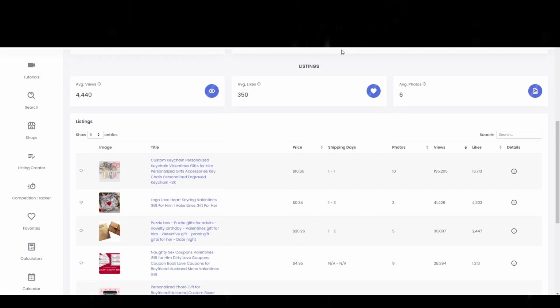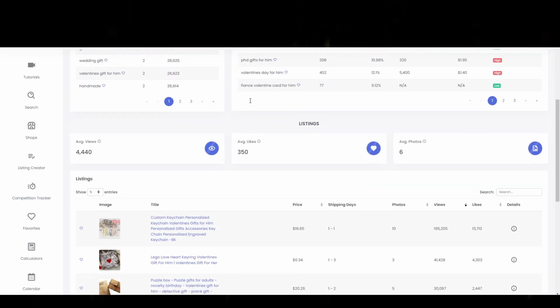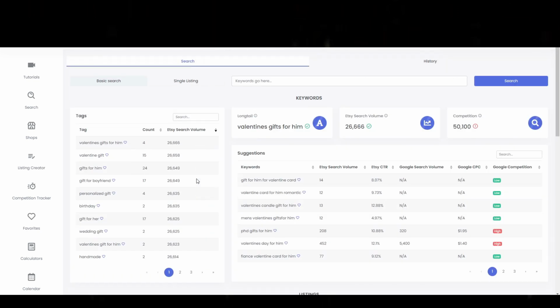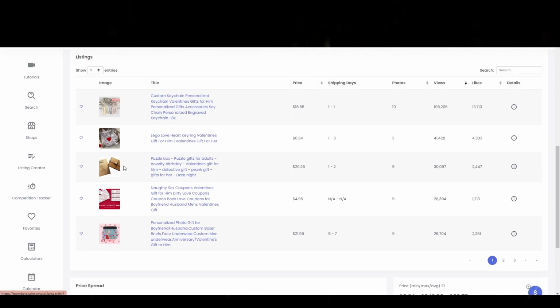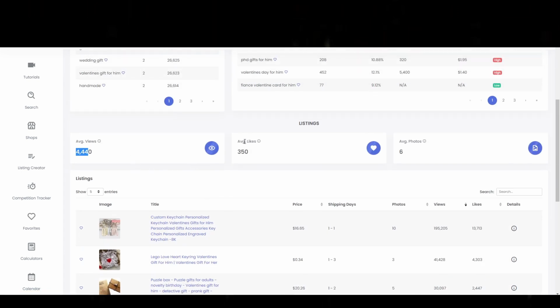Let's go ahead and scroll down slightly here, and we have a section called listings, and this is where we're actually going to get to see the listings for the specific keyword that we've entered, which includes Valentine's gifts for him. We can see here that these listings get an average view rate of 4,440 views. Now, it's important to realize that this is the main keyword. It doesn't necessarily mean that these listings optimize for that main keyword, but these are the top listings in that specific keyword.